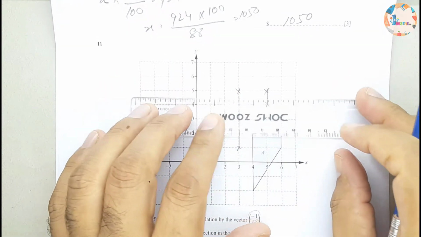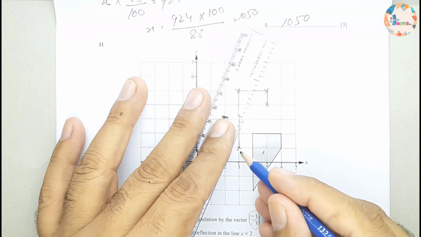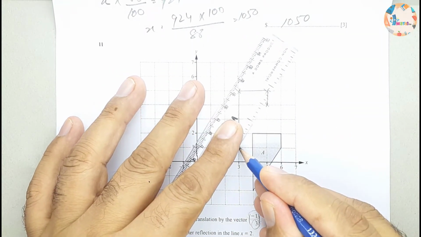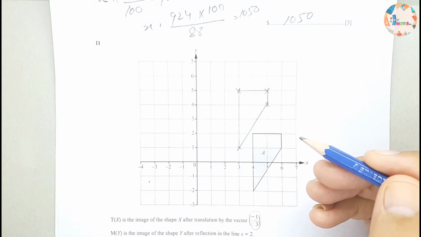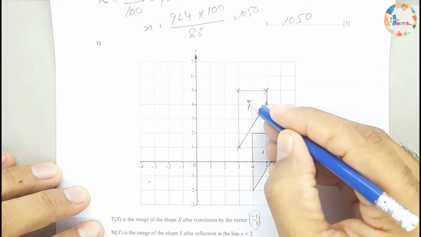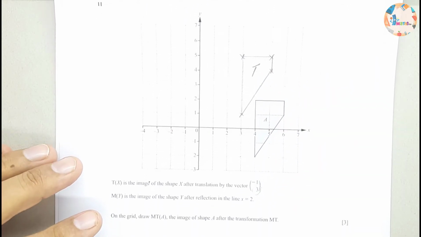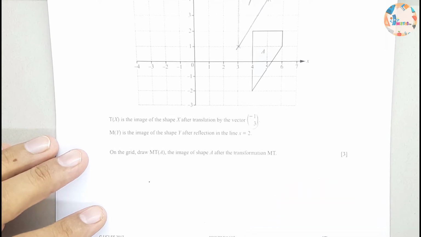So this is done, this side, and the slanting side also we can draw like this. So this is the shape after translation, this is T basically, and then MY is the image of the shape y after reflection in the line x is equal to 2.